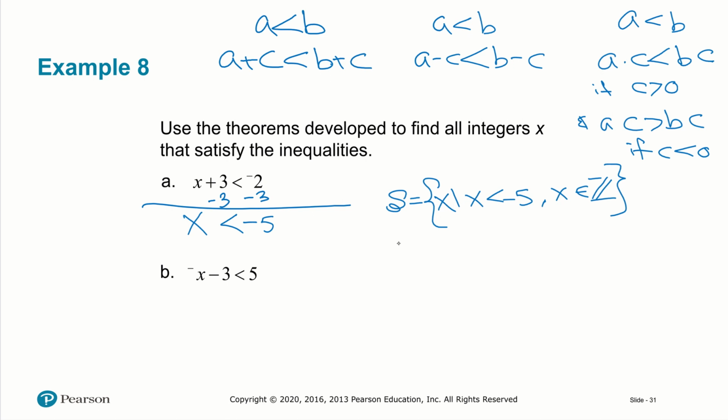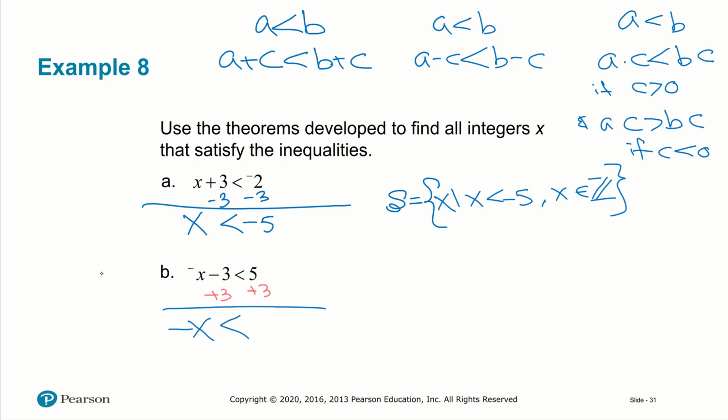All right, so how about this next one? Again, always try before you watch. Remember that. So negative x minus 3 is less than 5. Now let's go ahead and try to get x by itself. So that means we're going to go ahead and add 3 this time, right? So now we end up with negative x is less than what?